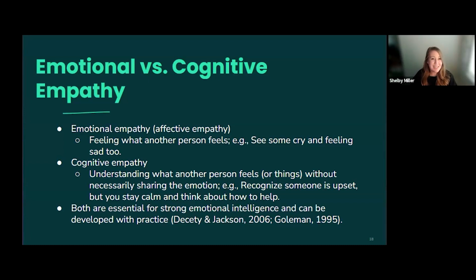So these are distinct, and they're both valuable. You can see where having one and maybe not the other could cause problems, right? The key takeaway is, what I want to say is you don't have to share someone's experience to connect with it, right? Emotional empathy helps you connect. Cognitive empathy helps you respond effectively.